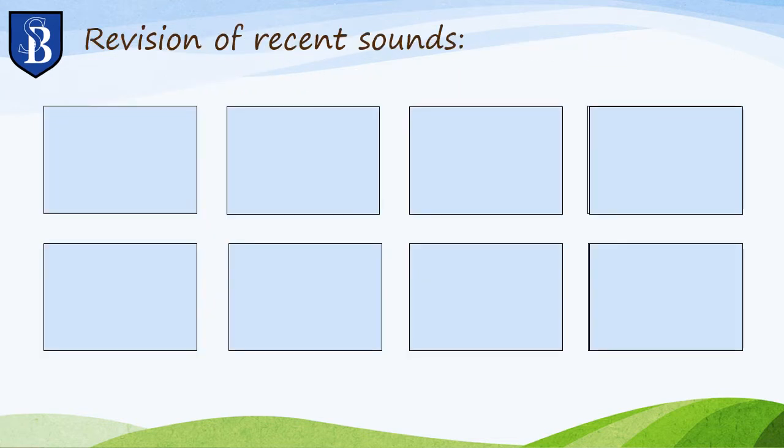Let's start the session like we usually do by revising some of our recent sounds. And as you can see here, by the number of rectangles on the screen, we're just going to think about 8 of the sounds that we've been thinking about recently. And these are all digraphs, or there is one trigraph. So these are the 2-letter and 3-letter sounds that we've been starting to learn recently.